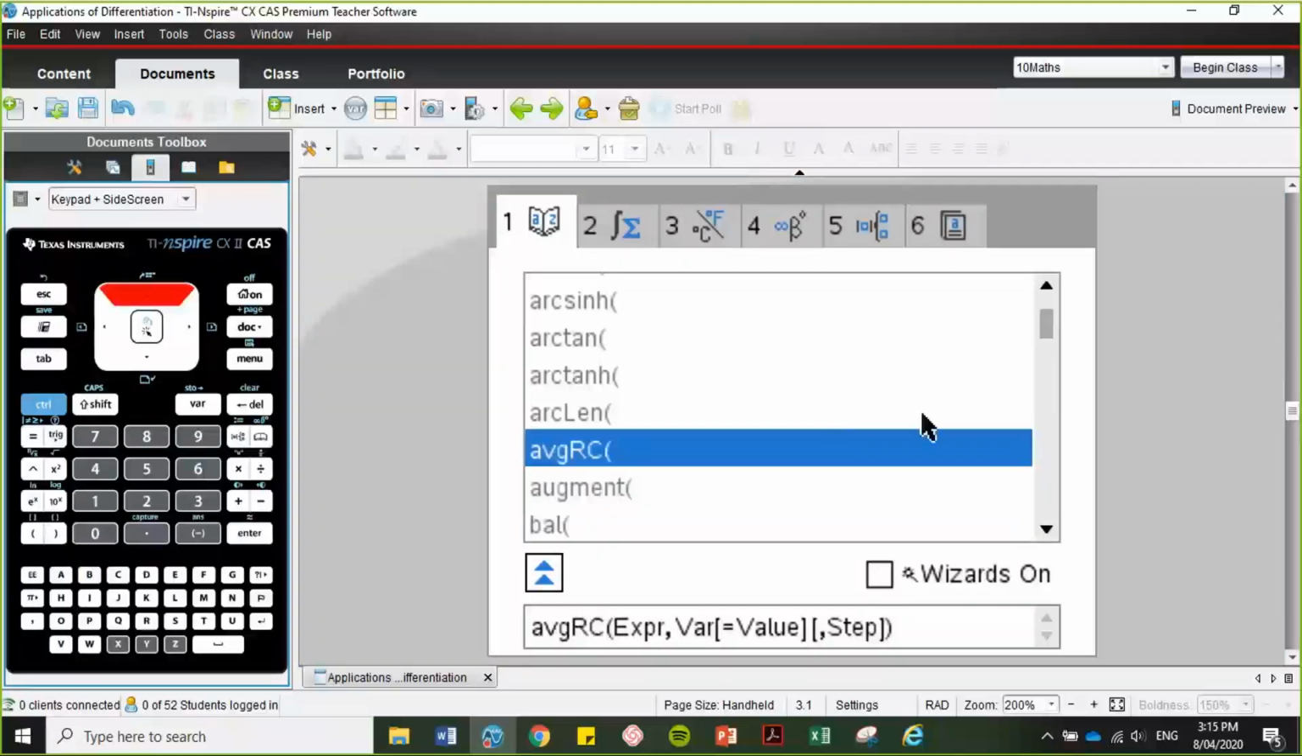And what we can see here is the average rate of change, and underneath there is the syntax. So when we're using the average rate of change command, we need to type in the expression, so that would be the square root of tan x, the variable, the starting point, which will be, in our case, x equals 0, and then the step size, which in this case is going to be pi on 4. But I'll just clear that up.